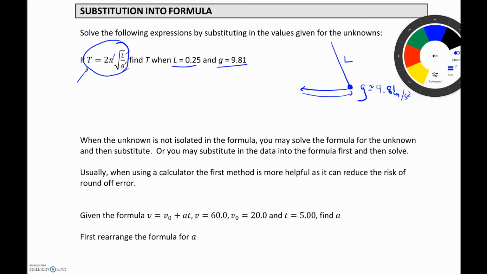So this is what we do. We say then t equals 2 pi square root.